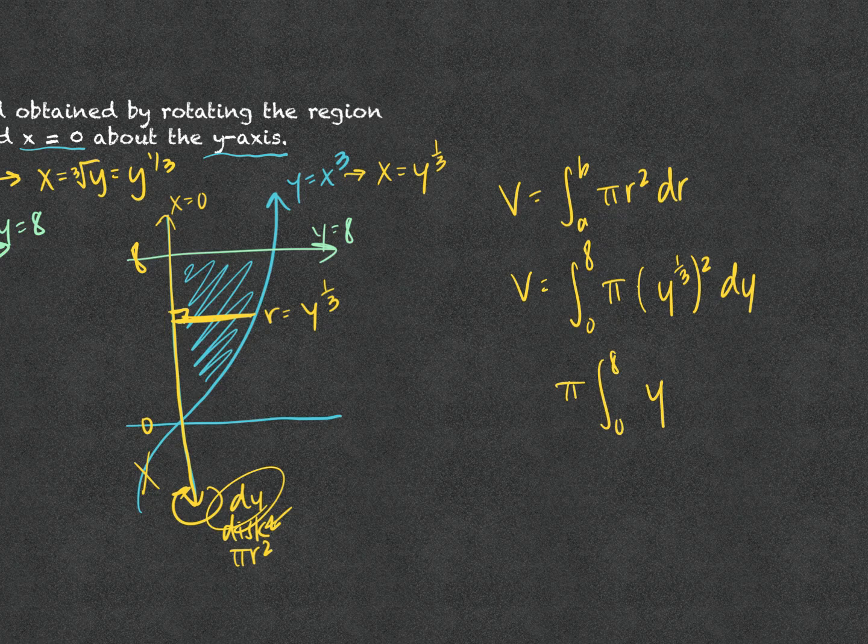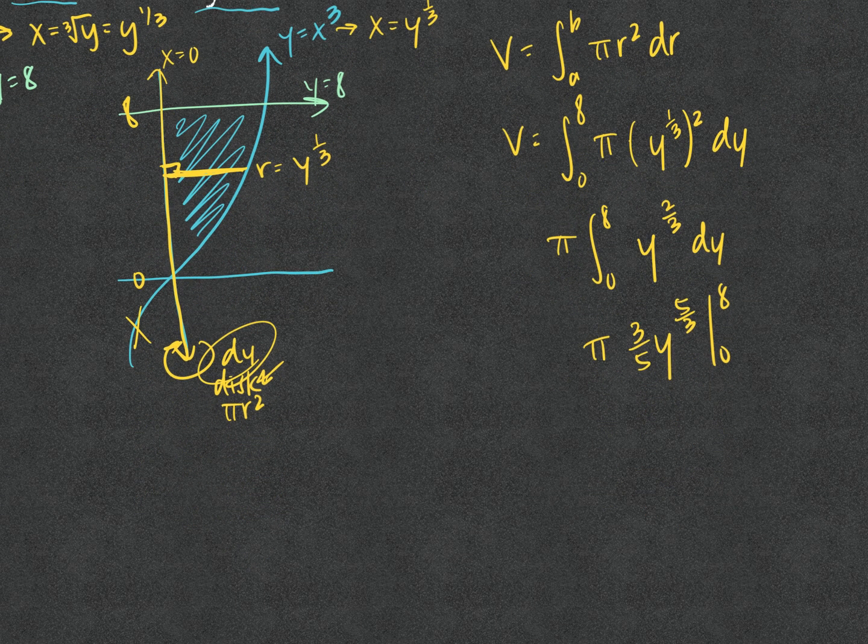What is y to the 1/3 squared? Well, you multiply exponents. 1/3 times 2 over 1 is 2 over 3. So we have y to the 2 over 3 dy. I'm going to bring down my pi. When I add 1 to 2 over 3, I get 5 over 3. Take a minute and check that if you're not sure about it, but it's right. 2 over 3 plus 1 is 5 over 3, and this will be 3/5 from 0 to 8.